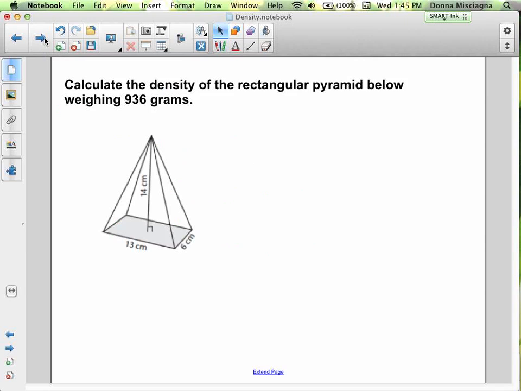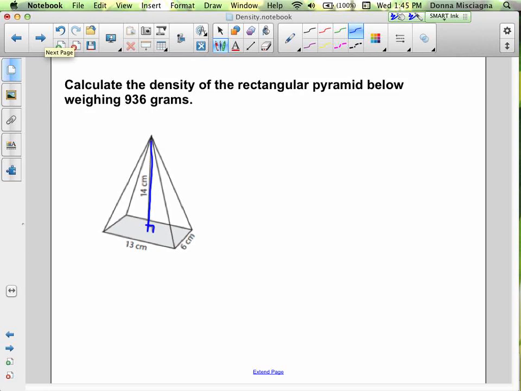Let's look at the next one. This one's in your notes. We want to calculate the density of the rectangular prism below, weighing 936 grams. It doesn't tell you to find volume, but you have to remember that you need volume to find density. And we don't have volume. However, we have the figure and its values, so we can find its volume. This 14 centimeters here is right smack in the middle. It is perpendicular to the base.